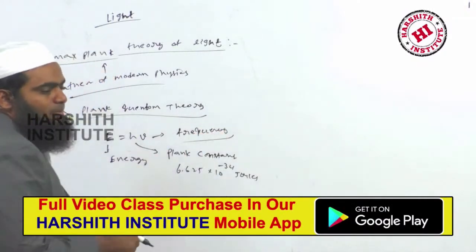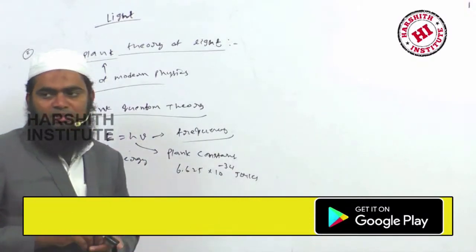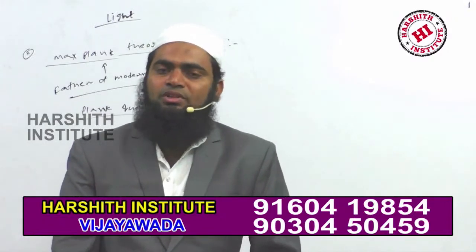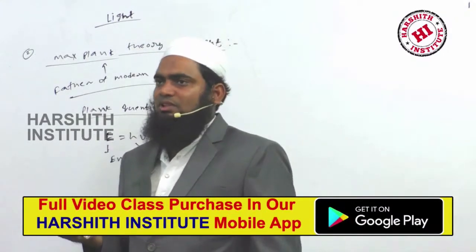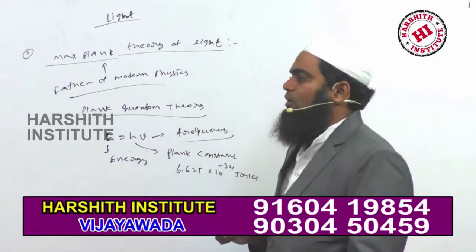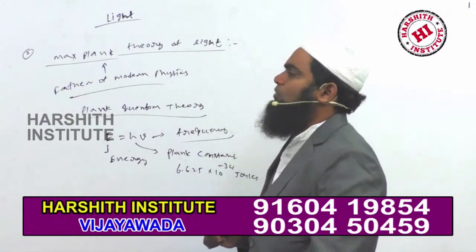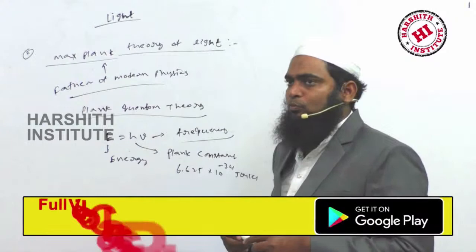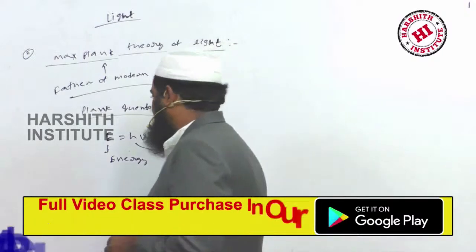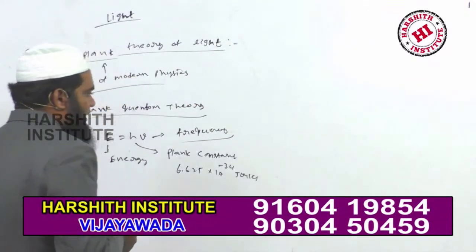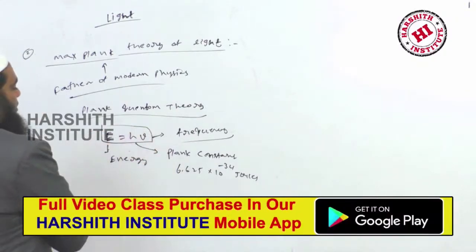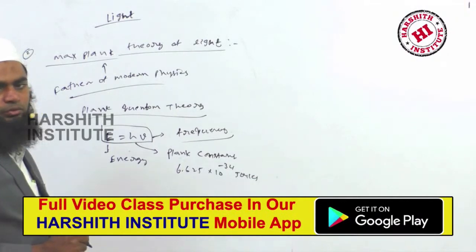Frequency was defined already in a previous class. Frequency is defined as the number of waves released per unit time, or the number of oscillations per unit time. In this chapter, light passes according to this theorem as quanta. A quantum is a packet of energy. Frequency is measured in hertz. So this theorem is called the Max Planck quantum theorem: E equal to h into v.